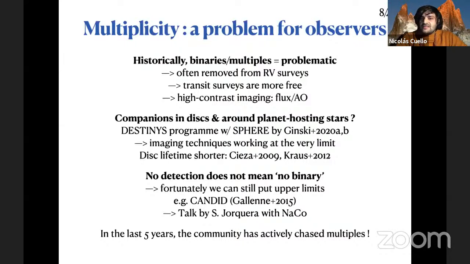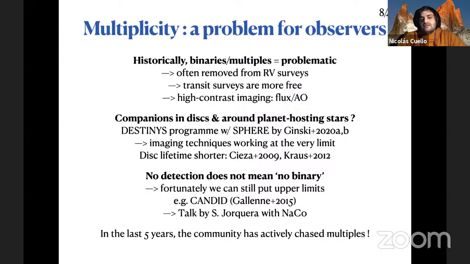Another important aspect that was observed is that disk lifetimes seem to be shorter because, I mean, you're having a very dynamical interaction with the companion. And something which is important to remember is that no detection does not mean no binary, because you could have a disk which has evolved as a binary, but you're not detecting the companion because it's low mass or it's hidden perhaps in a cavity. But fortunately, we can put some upper limits. And if you want to know more, I invite you to see the talk by Jorquera.